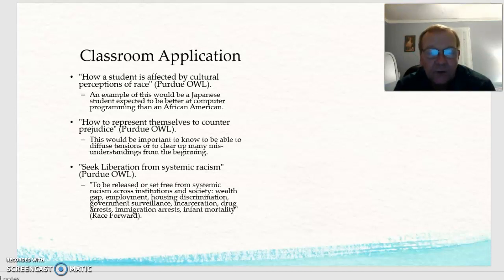And then another point would be to seek liberation from systemic racism. Systemic racism, that I'm thinking of or would like to talk about, is to be released or set free from systemic racism across institutions and society. Wealth gap, employment, housing discrimination, government surveillance, incarceration, drug arrest, immigration arrest, infant mortality. These are all forms of systemic racism.